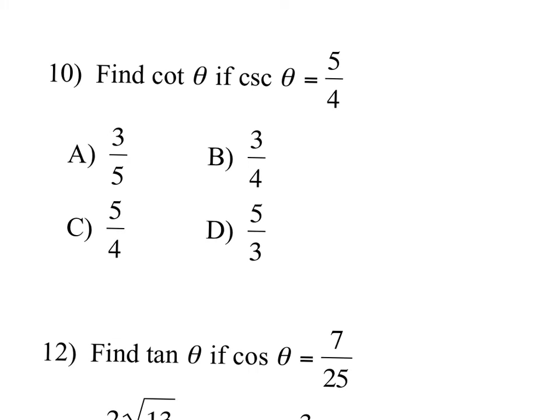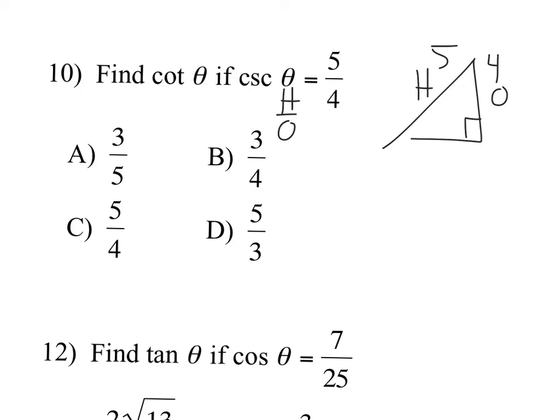Looking at number 10, we've got cosecant. And again, cosecant is the reciprocal of sine, so that's hypotenuse over opposite. If I've got a hypotenuse over opposite, that's 5 over 4. Pythagorean theorem tells me my remaining side is 3. It's a 3, 4, 5 right triangle. Cotangent is the reciprocal of tangent, so it's adjacent over opposite. Adjacent over opposite is going to be 3 over 4.